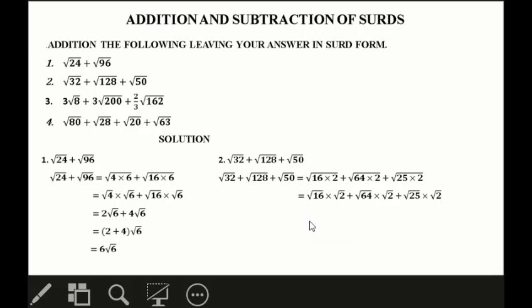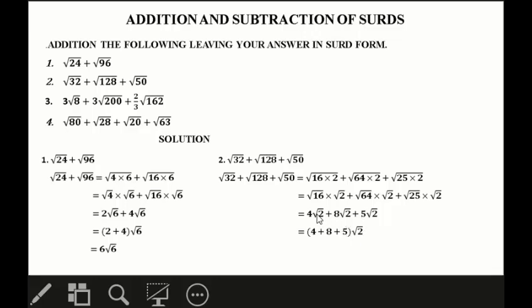The root of 16 will give us 4 times root 2, give us 4 root 2. The root of 64 will give us 8 times this, will give us 8 root 2. And the root of 25 will give us 5 times that, will give us 5 root 2, as shown over here. Then we add their coefficients: 4 plus 8 plus 5.